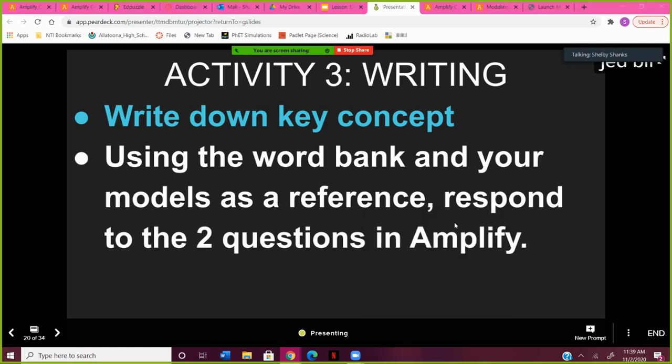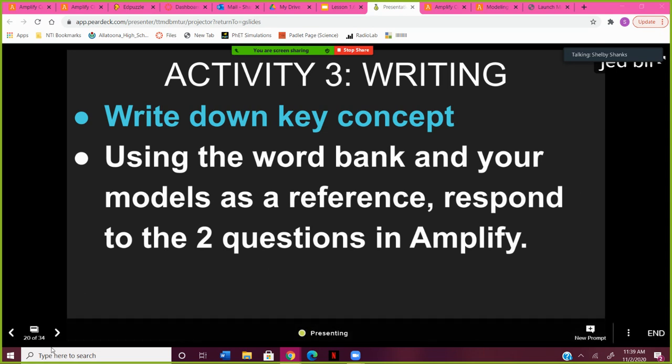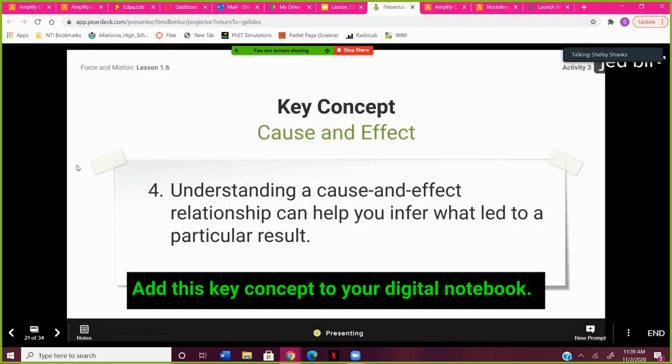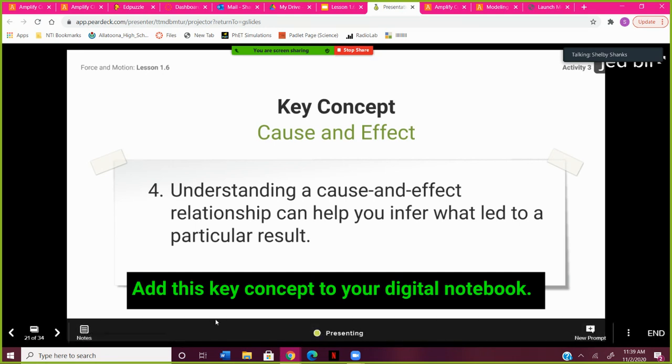All right, for activity 3, we are going to be writing. But before we get to that short piece of writing, we are going to write down our key concept. This is the only key concept you will need. So as soon as you put this down in your digital notebook, you can go ahead and exit out of that digital notebook. All right, so first, for our key concept today, we are talking about cause and effect. Understanding a cause and effect relationship can help you infer what led to a particular result.